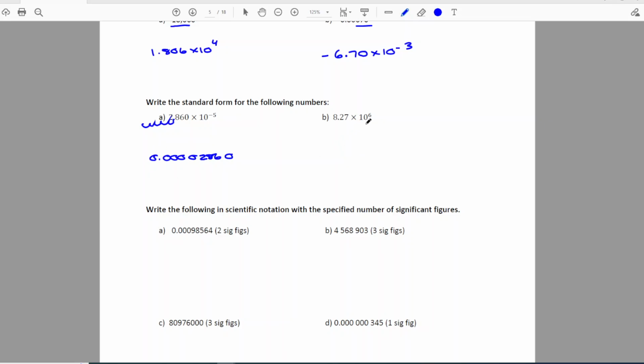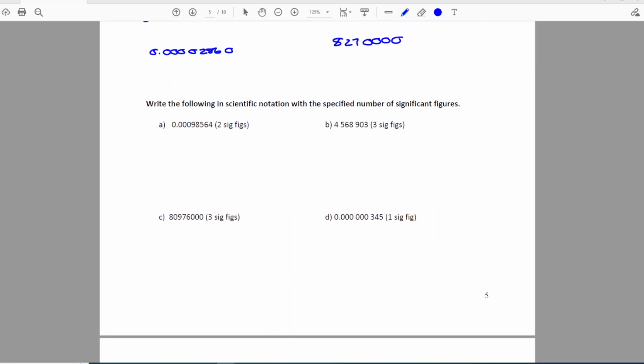For this one, it's times 10 to the 6, so this is making it a bigger number. So I'm going to multiply it by 10 2 times, and then I need 4 more zeros. Awesome. Now what we're going to do is the whole shebang. So we are going to write these numbers in scientific notation with a specified number of significant figures. Now, you're more than welcome to round them first and then write them in scientific notation, or you can do both at the same time.